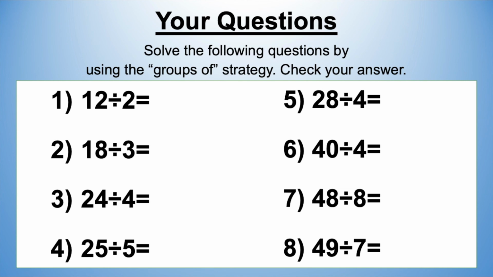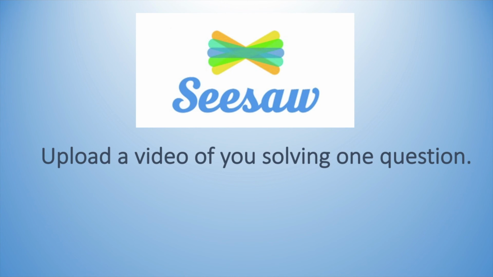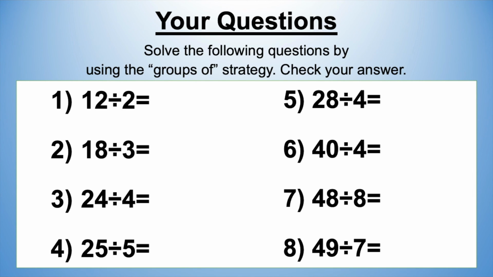Okay, so this is what you're going to do today. Solve the following questions by using the groups of strategy and check your answer. So I'm going to put this up on Seesaw, and you'll need a whiteboard, a marker, or a paper and a pencil. And then you just go through each question and solve it. And what you need to upload to Seesaw is a video of you solving one question. So you can pick any of these questions. You can pick 8 or 7 or 1. Video yourself doing this one, and then you're going to upload it to Seesaw.